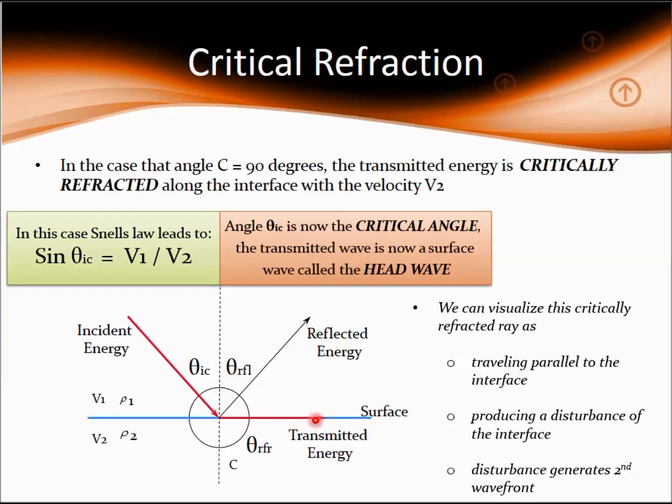This is what we call the head wave, and these critically refracted rays can be visualized as follows. First, it travels along the interface. Second, it will produce a disturbance of the interface, and this is what goes up. This is the energy or wave that will bring the information of this layer upward. If a refracted wave goes downward, it will not be captured by the geophone. This disturbance actually generates the second wavefront.